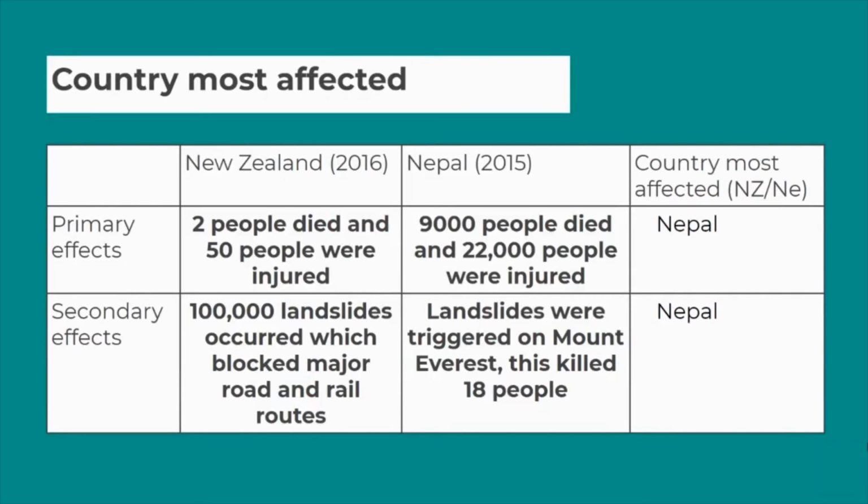Okay, so what I would like you to do now is this. I would like you to decide in the last column on your table which of those countries had the most significant primary effects and which had the most significant secondary effects. Now, in my opinion, I'm saying it's Nepal, but you may think something different, but I want you to complete that column now.